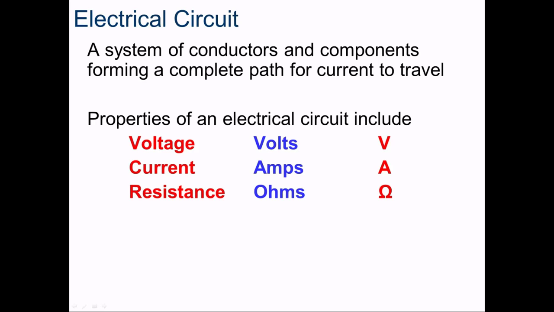All right, some terminology. Properties of an electrical circuit include voltage, V. Voltage is measured in volts. It's commonly used capital V to identify it. Current is measured in amps. We commonly use A, although sometimes you'll see a capital I as well. Resistance is measured in ohms, and we use the omega ohm symbol.